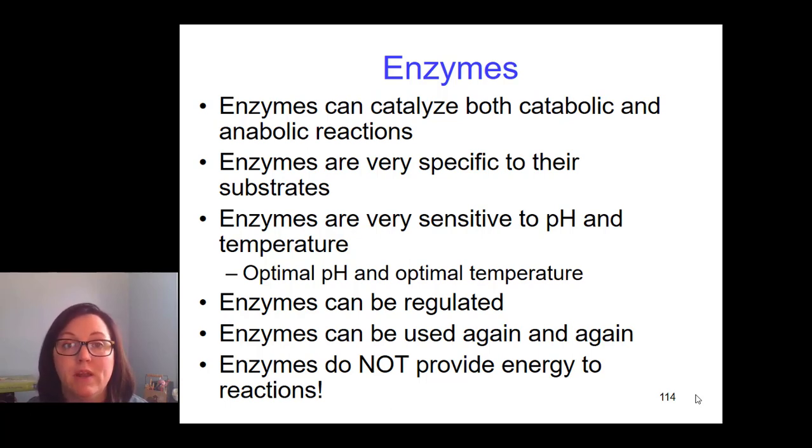I think one of the coolest things about enzymes is that they can be used again and again, right? So a lot of students have this misconception that once an enzyme is used in a chemical reaction, it falls apart and is never to be used again, but that's not true. Just like a stage can be used again and again, this enzyme can be used again and again.